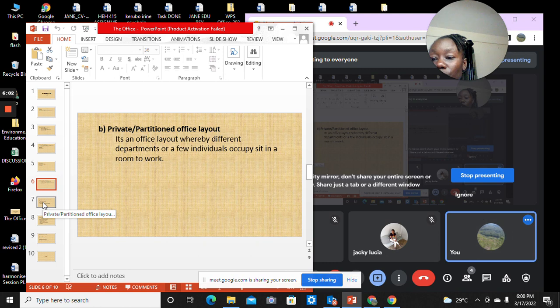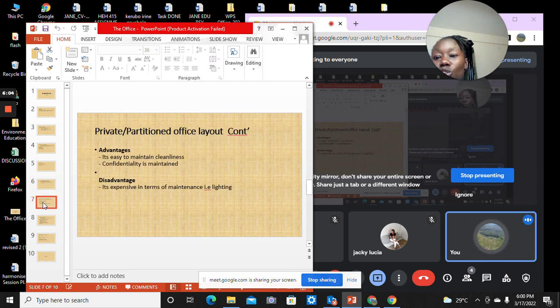And then we have advantages of private or partitioned offices. It's easy to maintain cleanliness.